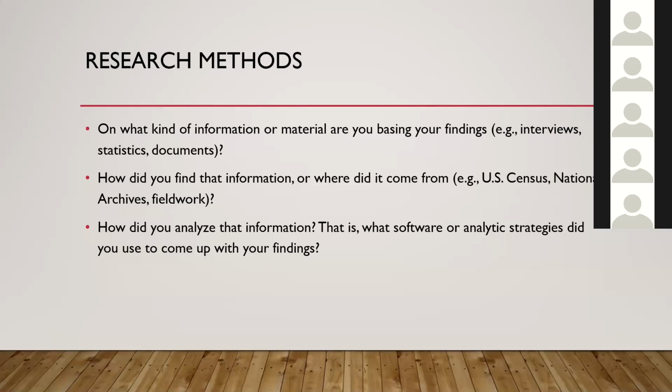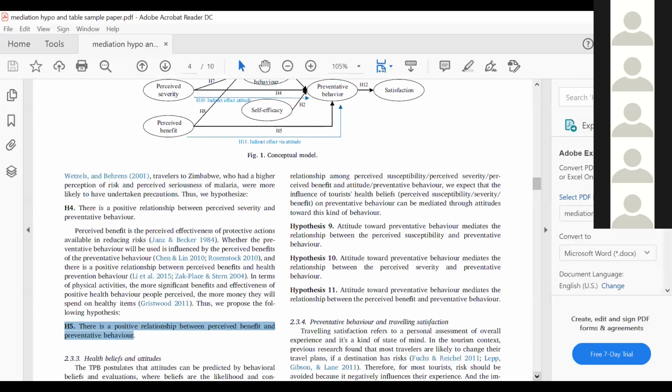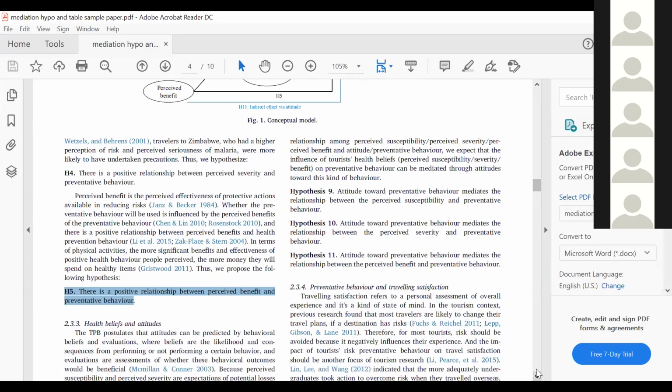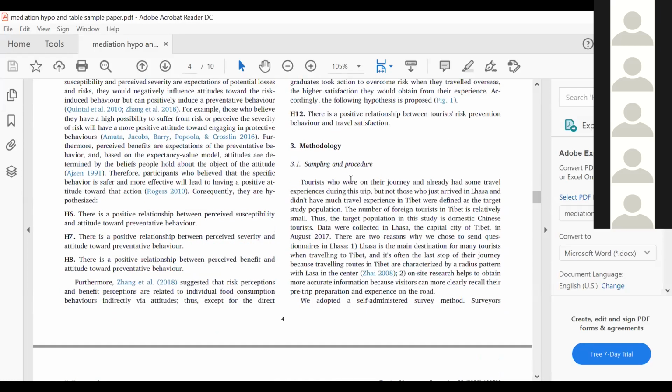Now let me stop sharing this and go back to where I was in the paper. So we were at the review. I hope everybody can see the paper. In the review you state all the hypotheses, and then we come to chapter number 3. Many people call it methodology, many call it research methodology; you will find different names.